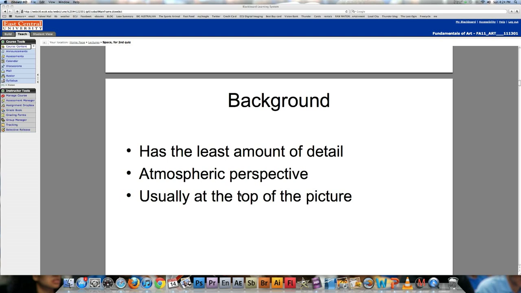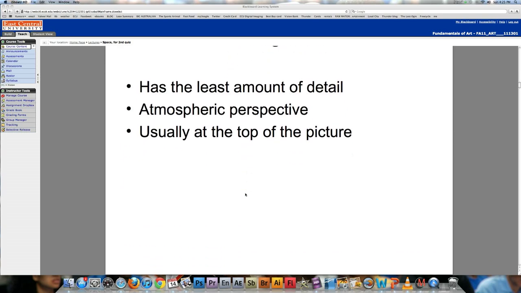And that's because there's enough atmosphere in between your eyes and that mountain that you see that atmosphere. If there's dust in the air, or if there's moisture, I believe the reason that they're blue or purple is because of the humidity in the air. You actually see that atmosphere, and that's called atmospheric perspective. And we'll talk more about that in just a little bit.